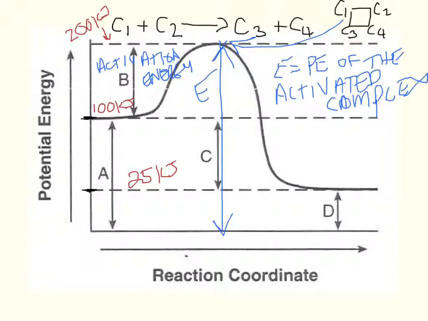One more thing about this curve is that if you look at it, you now know that it's exothermic, because the energy of the reactants here is higher than the energy of the products. Right? If the energy of the reactants is higher than the energy of the products, we're giving away energy, and therefore it's exothermic.